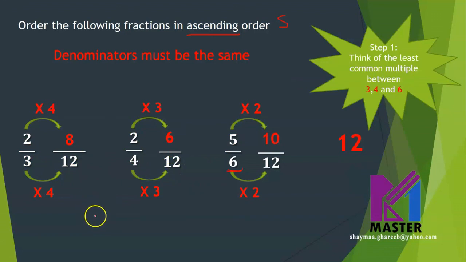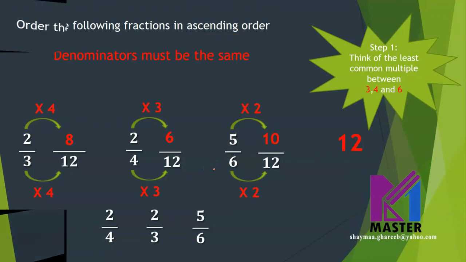Should I write 6 over 12? No, we said we write the fraction in the question. 2 over 4. Then 8 over 12, which is 2 over 3. And the biggest one is 10 over 12, which is 5 over 6. Okay, is it clear now? Let's go to the next question.